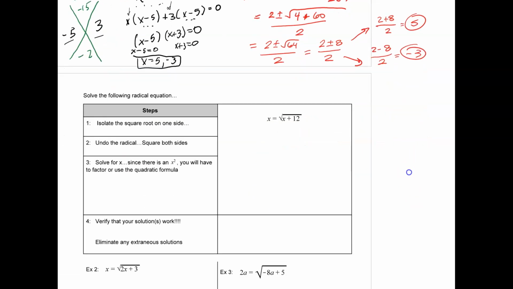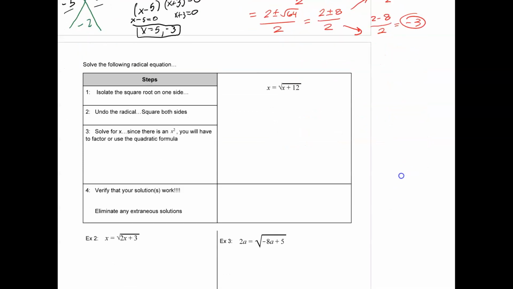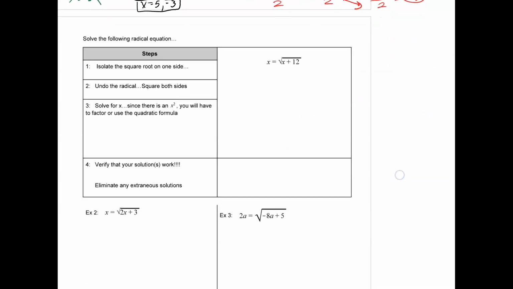Now we're getting to the good stuff. So yesterday you learned how to deal with radical equations, but you will hopefully notice today we have variables on both sides. So we got our steps labeled out here for you. Please follow them, go step at a time, and we'll get through this.